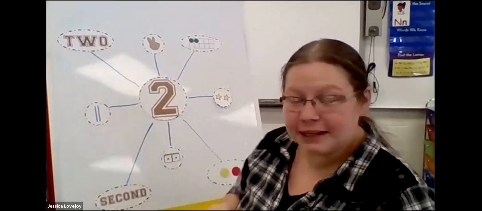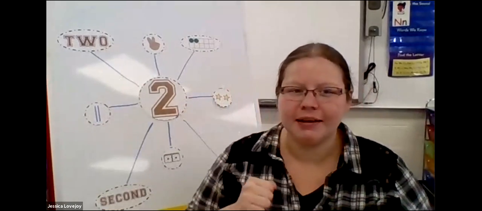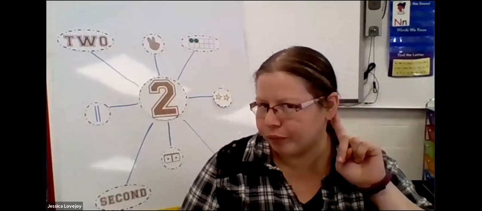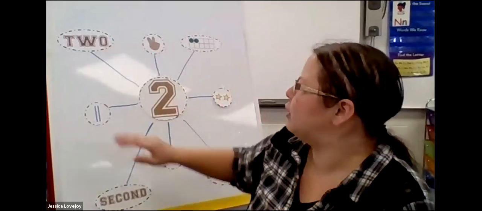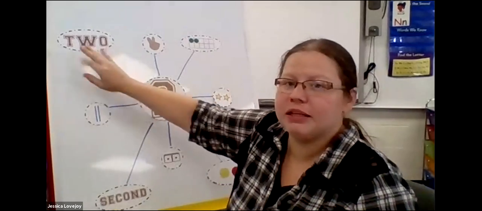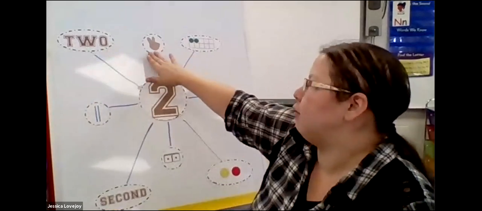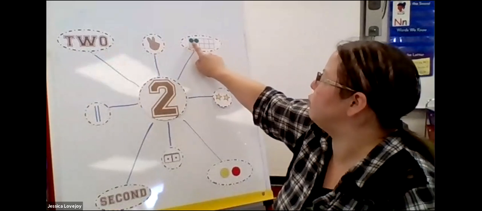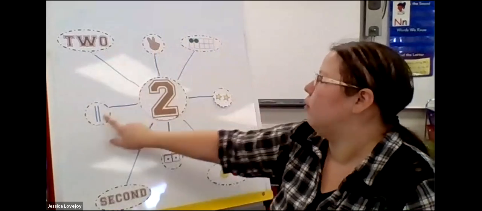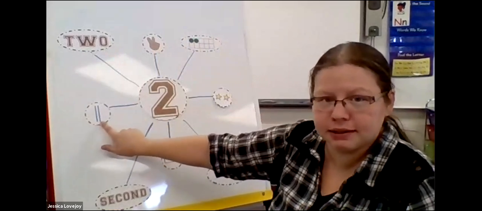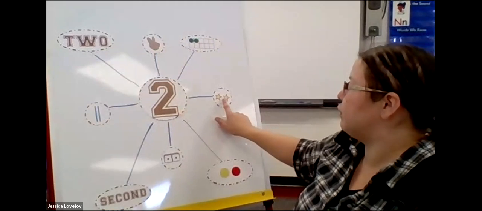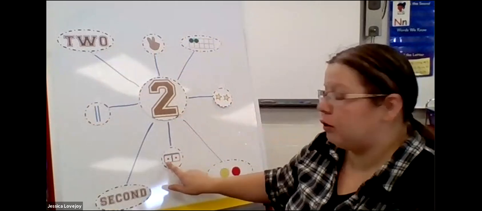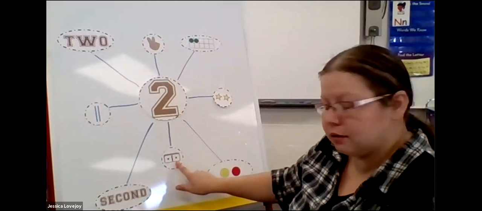All right, my friends, one last time. What number did we learn today? 2. How do we say it in Ojibwe? Niizh. We showed how to make 2 with the number word. We learned how to make 2 with our fingers. We learned what number 2 looks like in a 10 frame. We learned how to make 2 tally marks. We learned how to draw a picture of 2 things. We learned what a domino looks like when it has 2 dots.